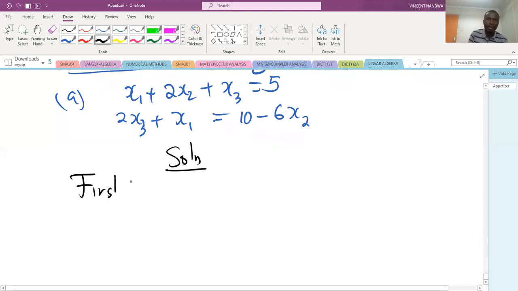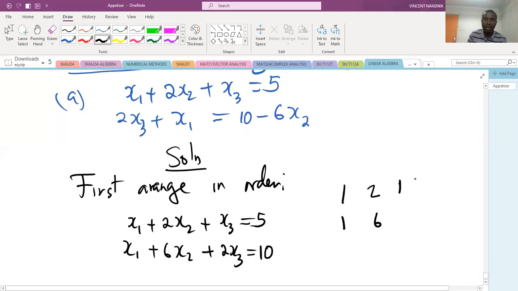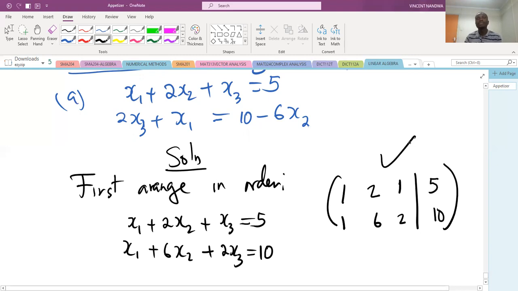first arrange in order. So we'll have x1 plus 2x2 plus x3 equals 5. And then the next one will be x1 plus 6x2 plus 2x3 equals 10. So that now we have 1, 2, 1, 1, 6, 2, and then 5 and 10. So this is the solution. So thank you.